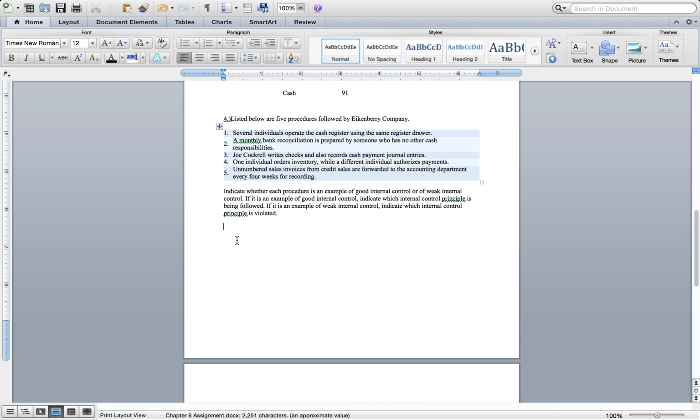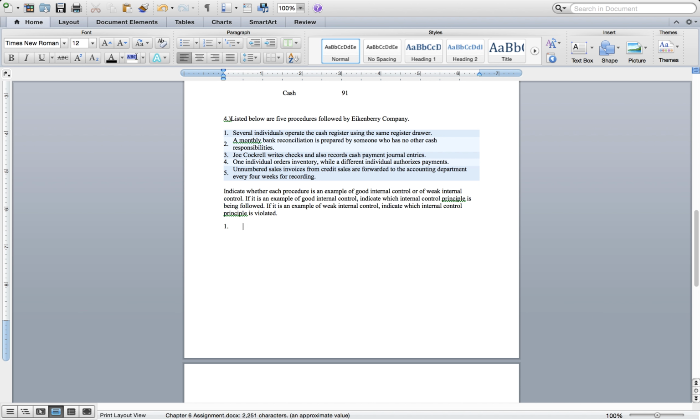Let's go to the next one now. Listed below are 5 procedures followed by Eckenberry Company. For each one, we want to say whether it is a good or bad example of internal control, and which internal control principle is being followed or violated. Let's start with the first one, number 1.